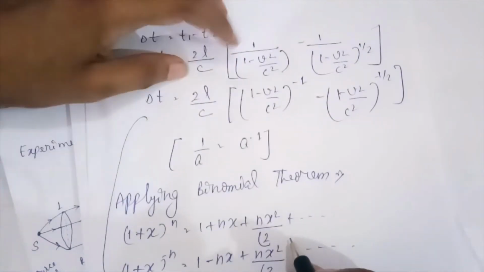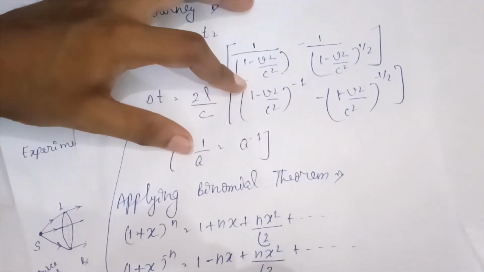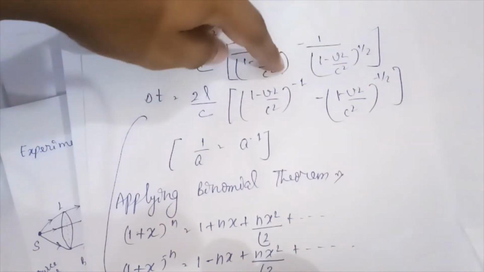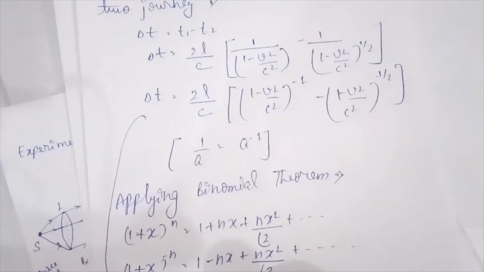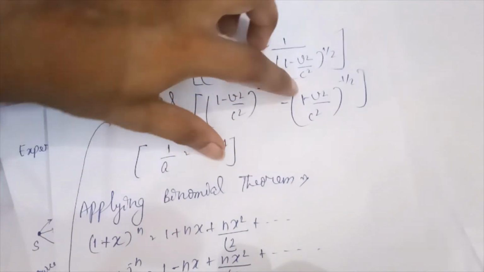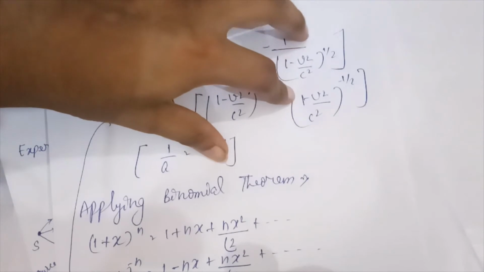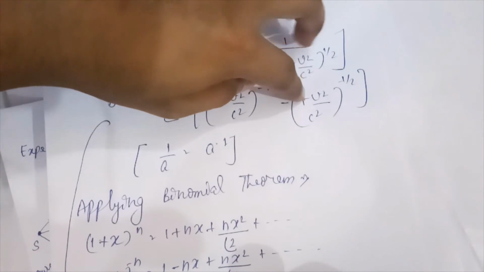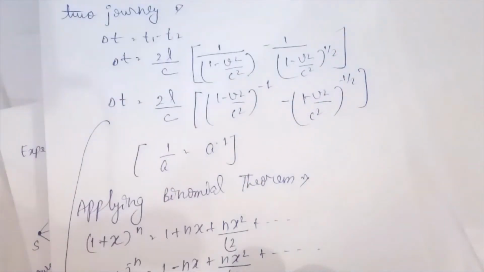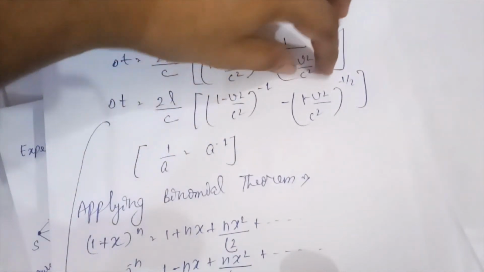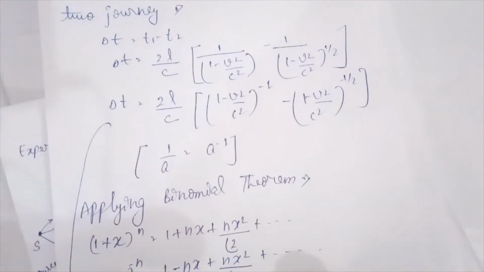Opening this equation, we get 1 plus, minus v square upon c square to the power minus 1 becomes plus, so plus v square upon c square, minus 1 into minus 1 is plus 1, so 1 minus into minus is plus, and with the power minus 1 by 2 it becomes minus, so minus v square upon 2c square, because it is multiplied by the power of minus 1 by 2. Like this.